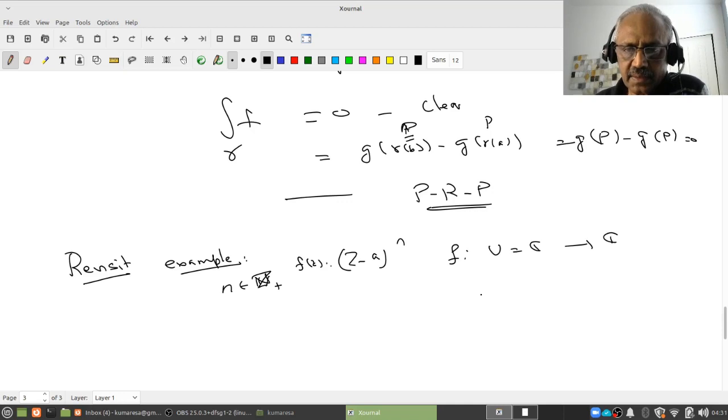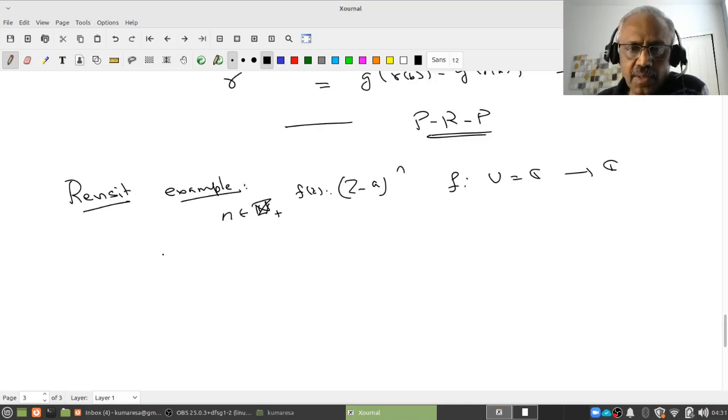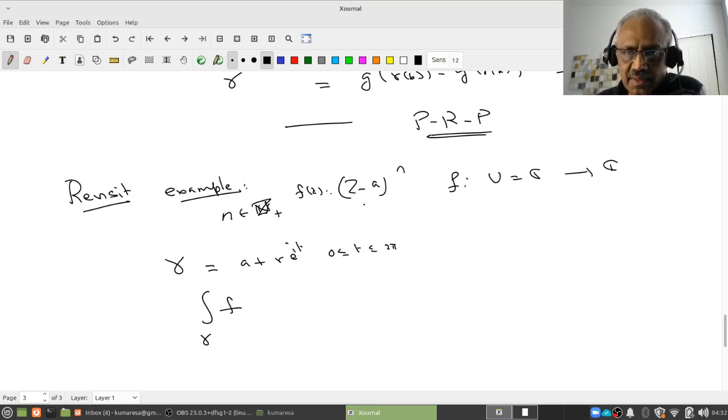Now let's take a path gamma equal to a plus r e to the power i t, 0 less than or equal to t less than or equal to 2 pi. Okay, this is a path. I want to know what the integral is. We had already computed this, but let us look at this. Now (z minus a) to the power n. If I define g of z equal to (z minus a) to the power n plus 1 by n plus 1, then g' equals f on C.